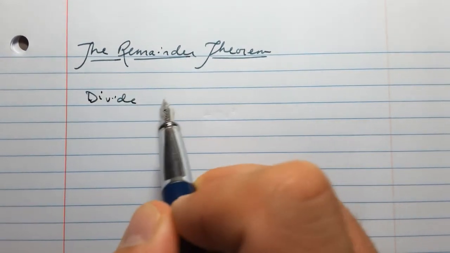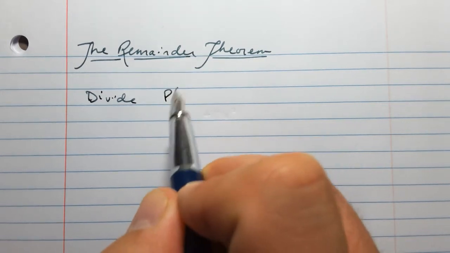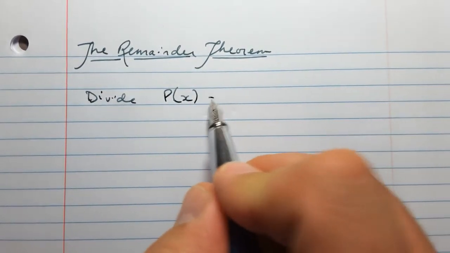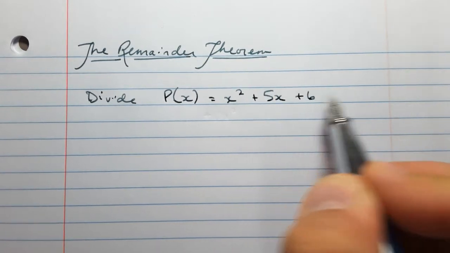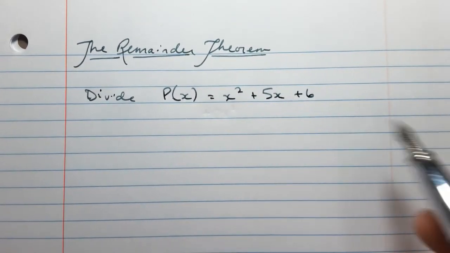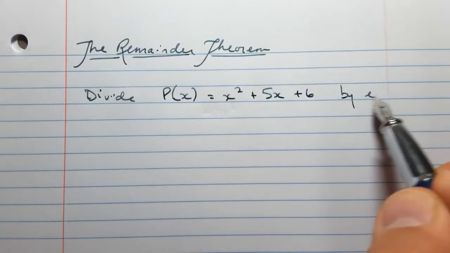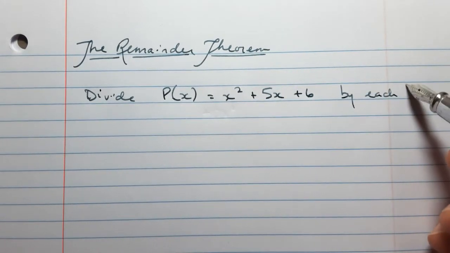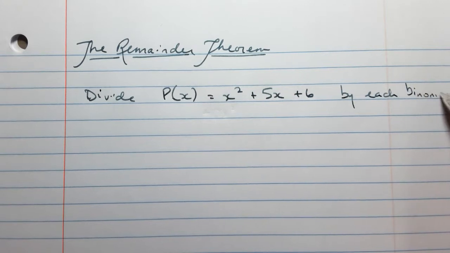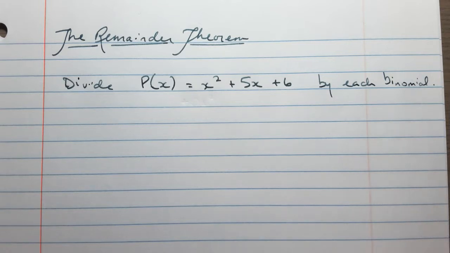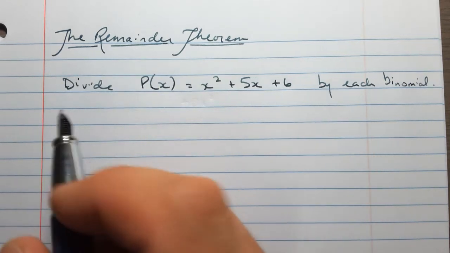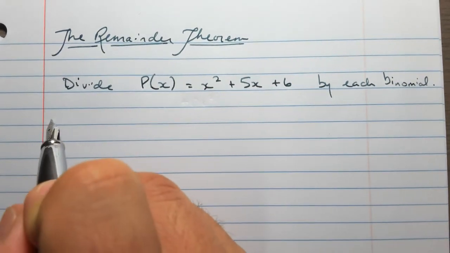We're going to divide a particular polynomial. I'm going to call it p of x. That's the function. It's x squared plus 5x plus 6, so just a simple trinomial. We're going to divide that by each binomial, and I'm going to give you a list of binomials down below here. Now, if you want, just pause the video after I show these to you and go ahead and try dividing them on your own, and then I'll show you the division myself as well. So the list of polynomials is here.